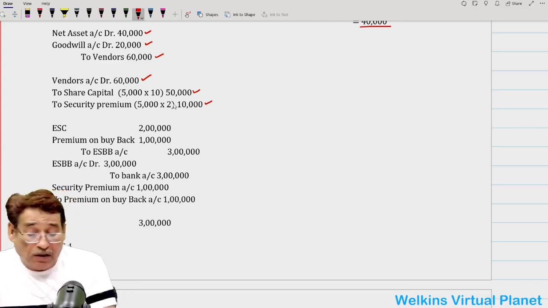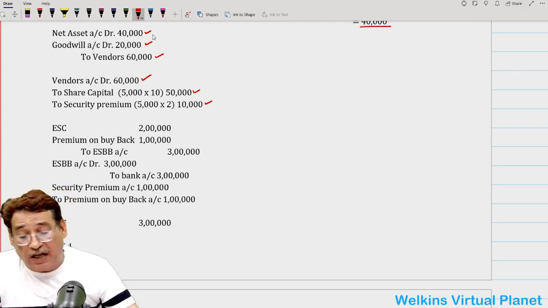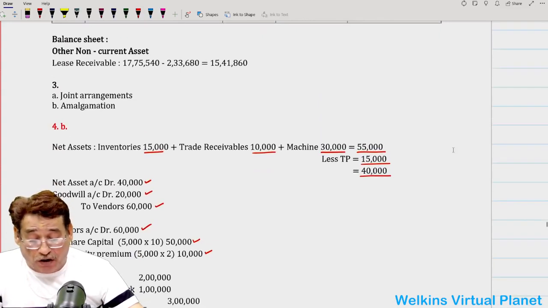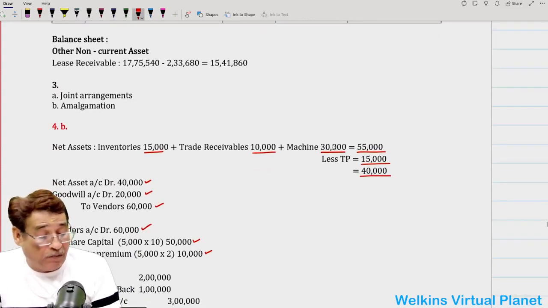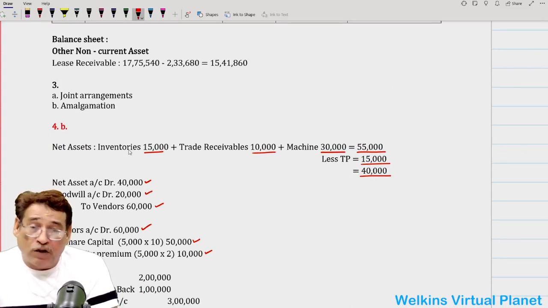Similarly, because these net assets are in the form of inventories, trade receivable, machine, and trade payable, I will have to adjust all these items. Towards the debit side of inventory, I can write "to vendor" or "to share capital" 15,000.